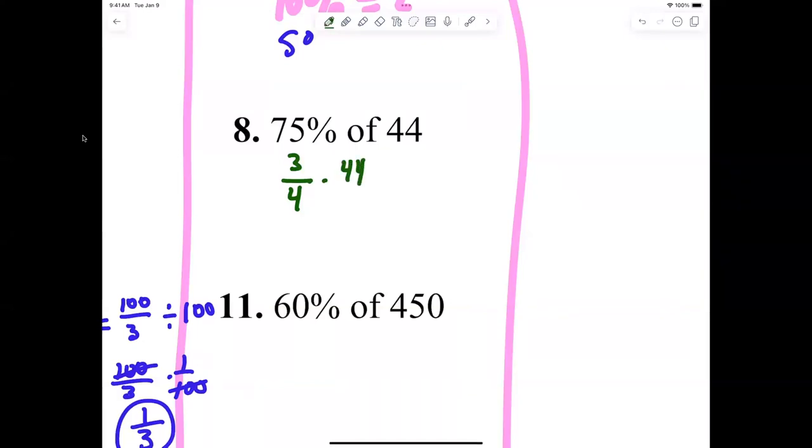Now we did a whole unit on fractions. You with me on this? So now what's 44 divided by 4? 11. Right, so this reduces to 11. 11 times 3 is what? 33. So do we do that with all of them? No, there are different ways of doing all of them. That's why it's hard. I'm trying to make you a thinker, right?